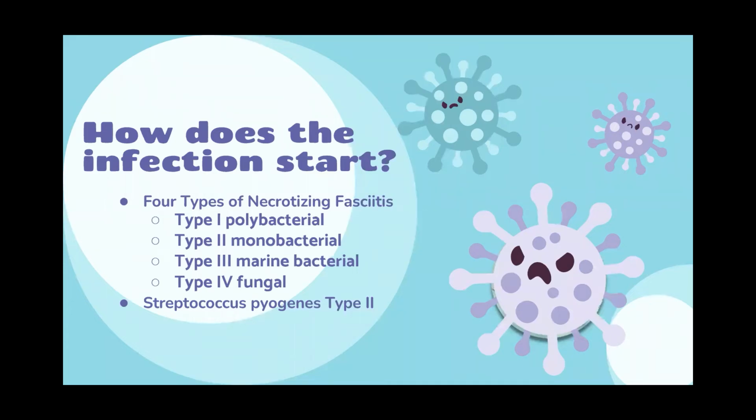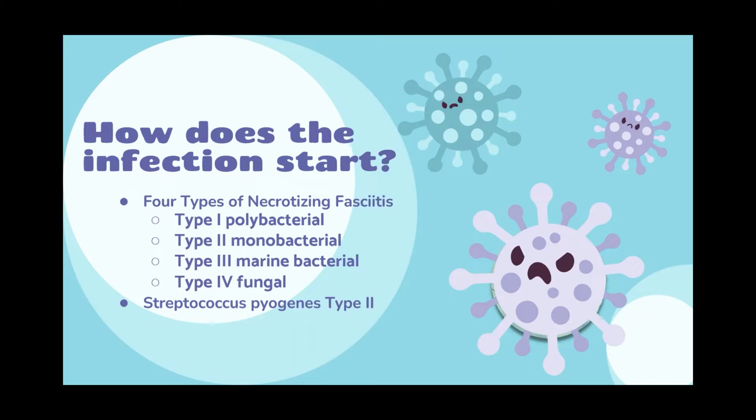How does the infection start? There are 4 different types of necrotizing fasciitis. They are different because of the cause of the infection, not that there's an actual difference in the infection itself. So type 1 is polybacterial. This means that it is caused by more than one bacteria, and it can be a combination of aerobic and anaerobic bacteria.